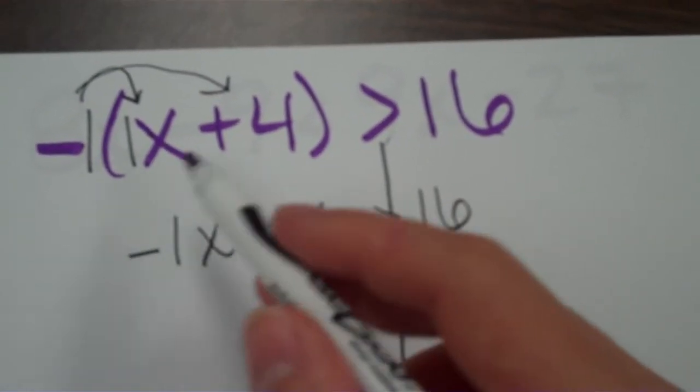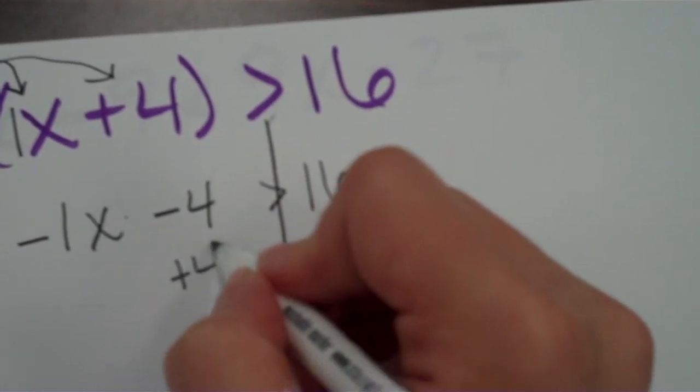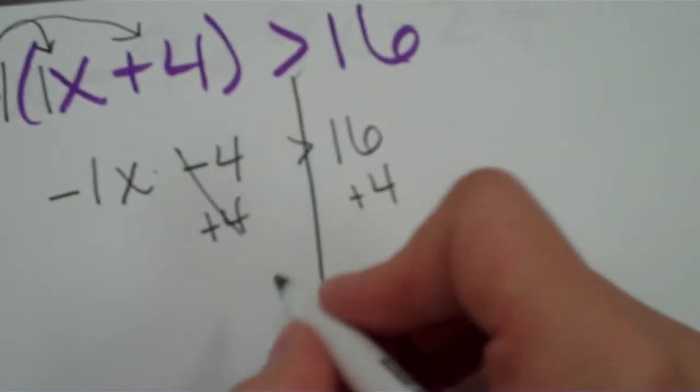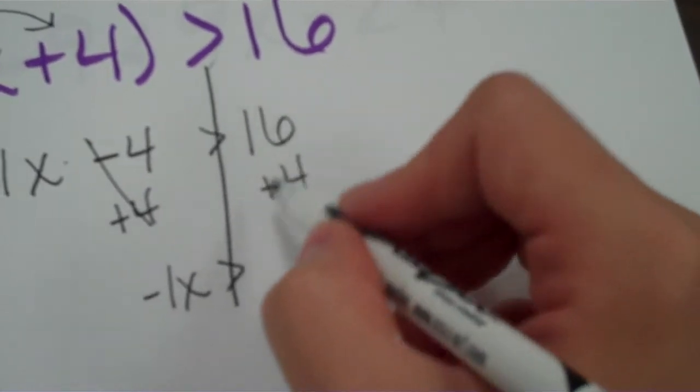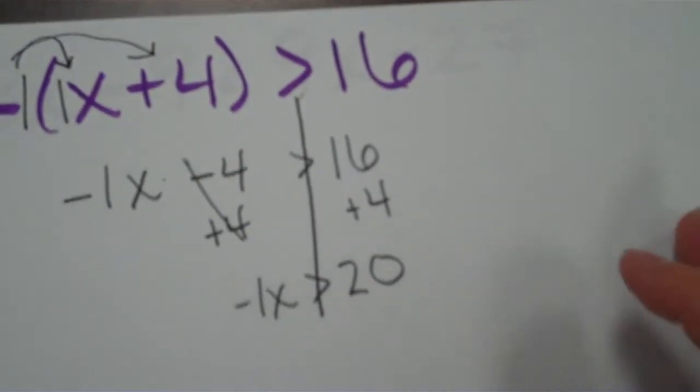Okay, X. Negative 1 is my best friend. I'm going to kick out the 4. The opposite of subtracting 4 is adding 4. Negative 1x comes down. The sign comes down. 16 plus 4 is just 20. Yet again, this should all be very familiar to you.